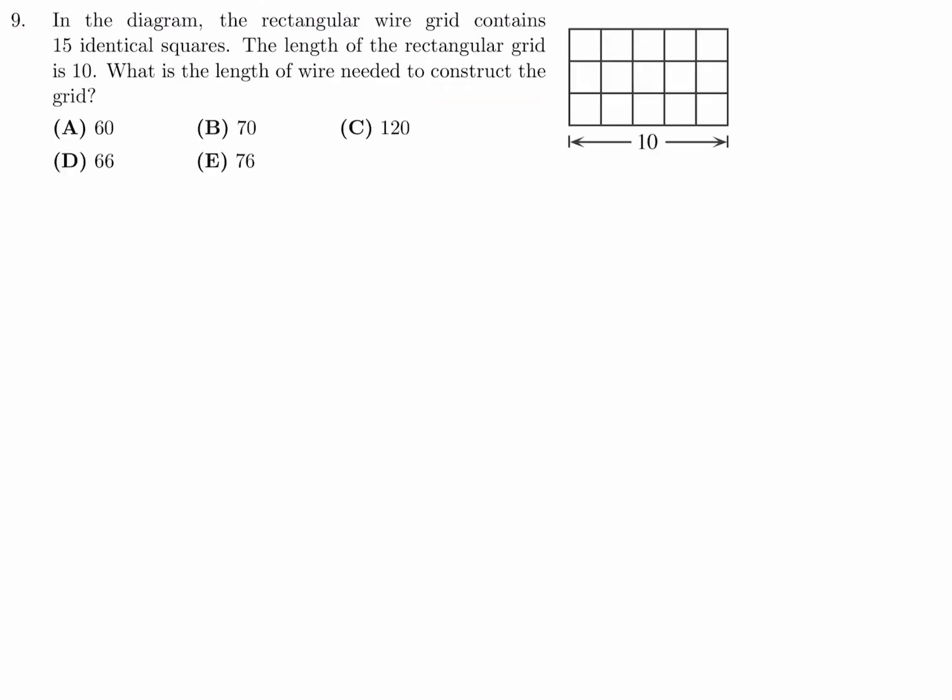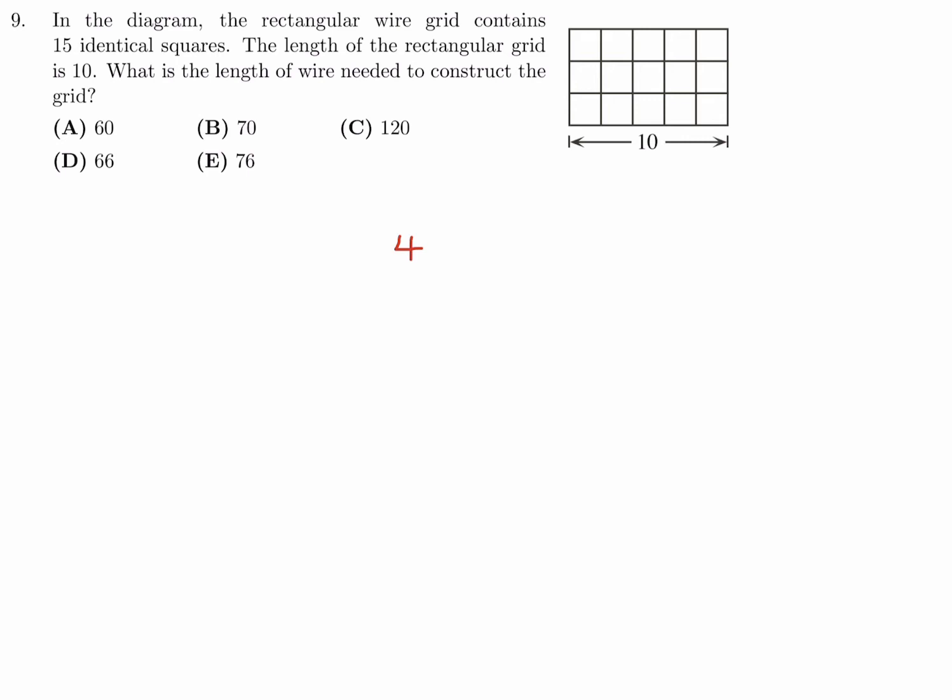In the diagram, the rectangular wire grid contains 15 identical squares. The length of the rectangular grid is 10. What is the length of the wire needed to construct the grid? All right, well, looks like we've got 1, 2, 3, 4 pieces of wire that are 10 units. They don't give us any centimeters or meters, right? So they're just 10 units long.